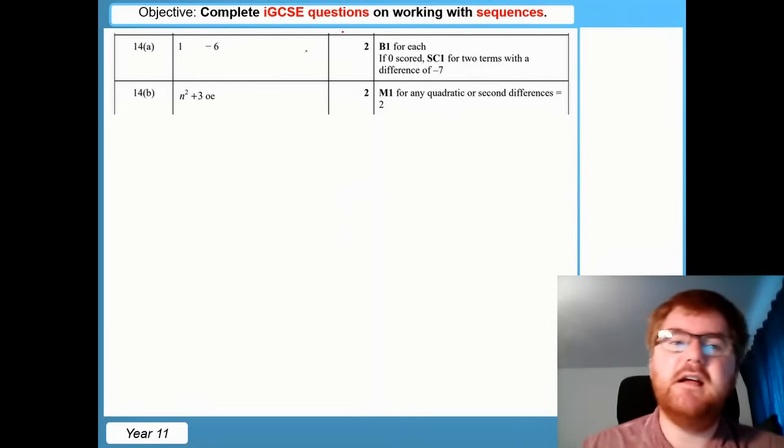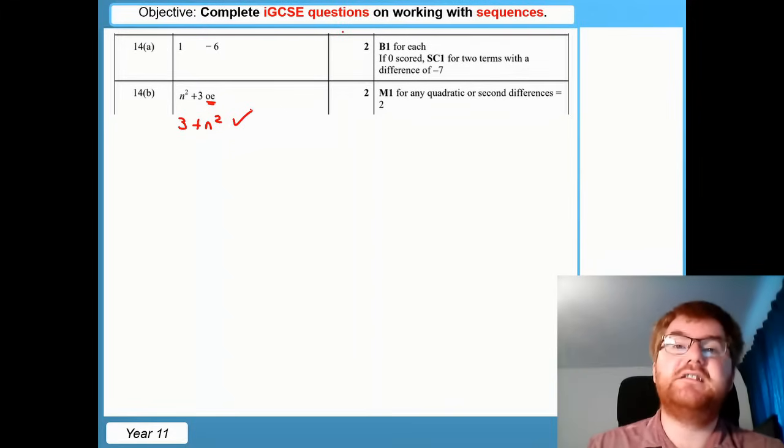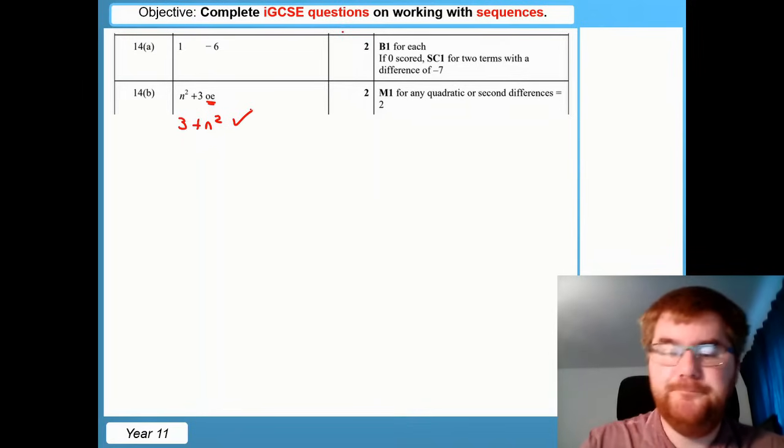Those are the answers there. Again, this OE, by the way, means "or equivalent". So say I wrote 3 plus n squared, and that is also correct as well. You can also see where you pick up the method marks.